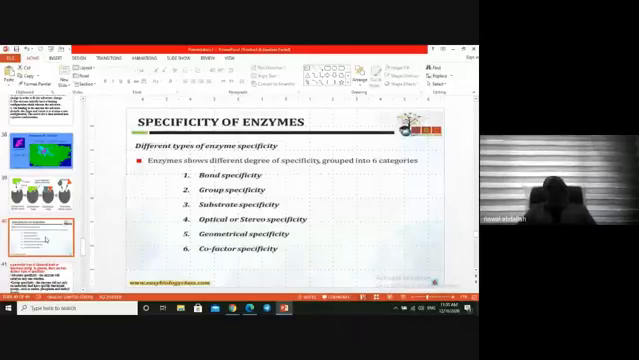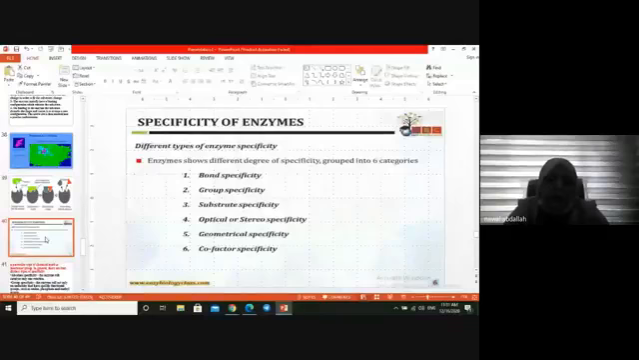For example, sucrase acts on the sucrose. Maltase acts on the maltose sugar. Urease acts on urea and others.